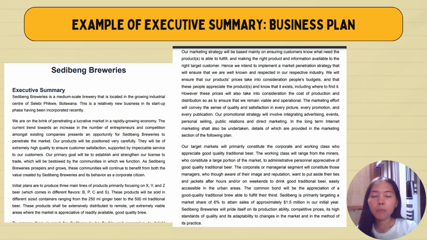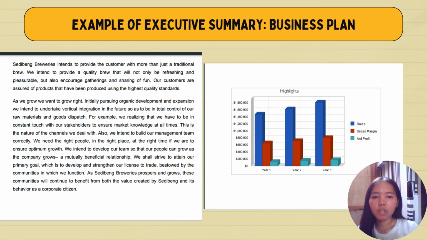I have an example of a technical document here that has an executive summary, which is a business plan. It is a business plan of a Sadebing Brewery. So as what you have observed, the executive summary here discusses the vision of the business, the products and the services that will be offered, the target market, the financial prospects, who will be the customers, what makes the business apart from others, and the distribution of goods of the business. Overall, the executive summary here provides a brief yet comprehensive overview of the business, helping stakeholders grasp its potential and strategic direction.